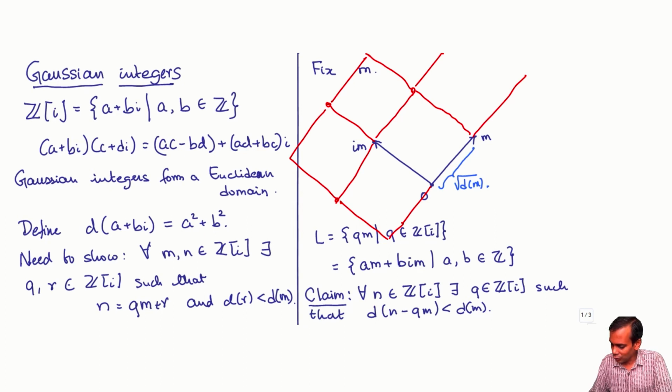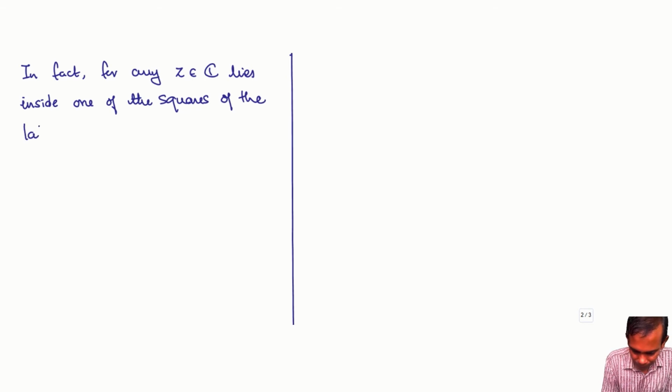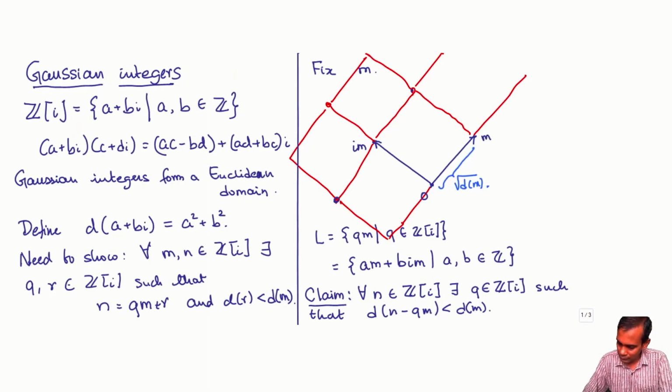This is actually a very geometric proof. In fact, I claim that every complex number lies inside one of the squares of the lattice L. Here L is a set of corner points, and I'm thinking of them as the corners of squares in a square grid. And what I'm saying is that every point in the complex plane lies inside one of these squares.